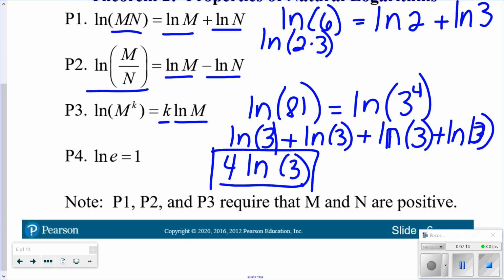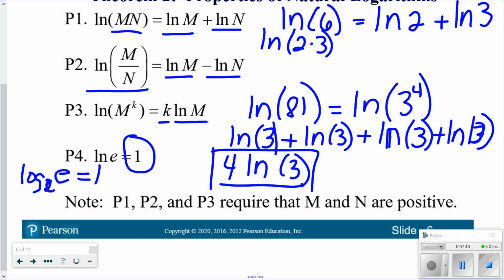Okay, and remember, for property number 4 here, I'm going to switch this to log form just to make it a little clearer. Log base e, remember that's what ln is. Log base e of e equals 1. Okay, what can I raise something to get out itself? And the answer to that is always going to be 1.